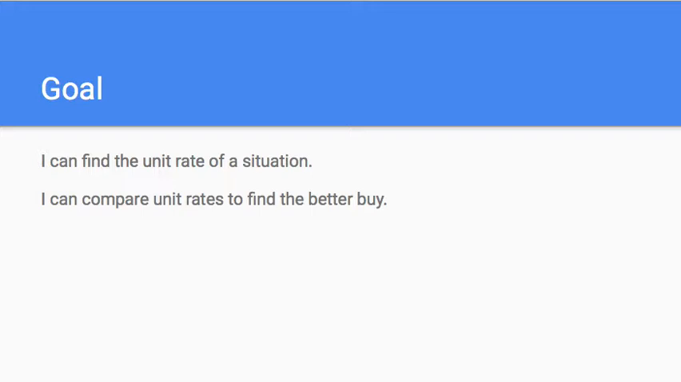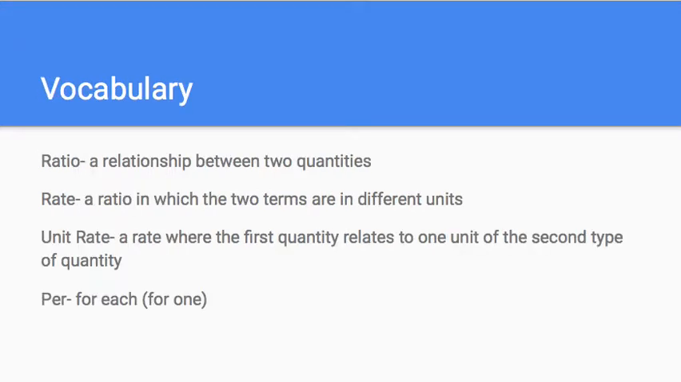So we're going to start by finding unit rates, and then we're going to look at how you can use unit rates to find something called the better buy, and we'll talk about that when we get there. Now you have 4 vocabulary terms. Ratio, you need to know what a ratio is. Ratio is just a relationship between two quantities. Looking at some of your pretests, I can tell that you know what I'm talking about whenever I say ratio.